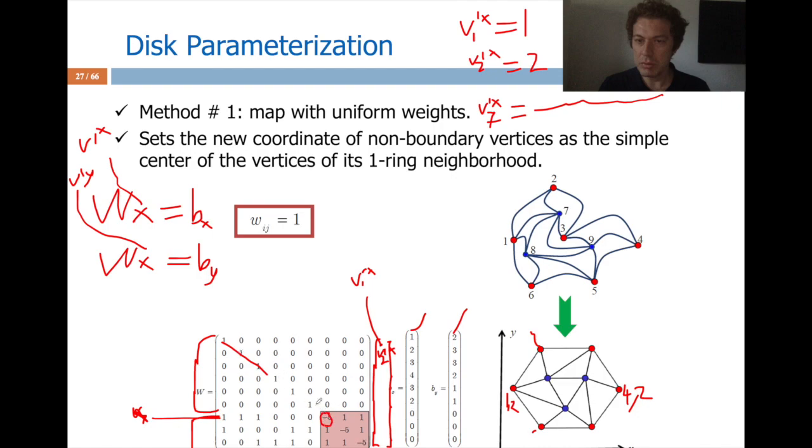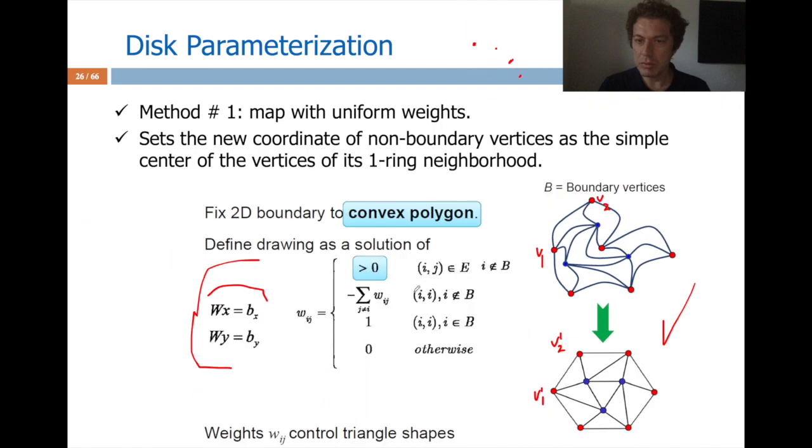Be careful. And again, for the non-boundary part, which is in the below part of the W, if I and J are neighbors, and I put a weight for uniform weight, it is just 1, but we will see better weights actually later. And for all the other places, I have 0. Then I will solve this equation for bx and then for by. So I will have x coordinates and y coordinates one by one.